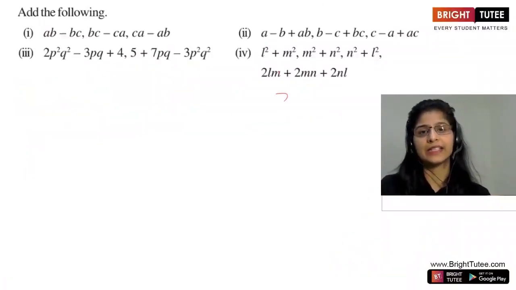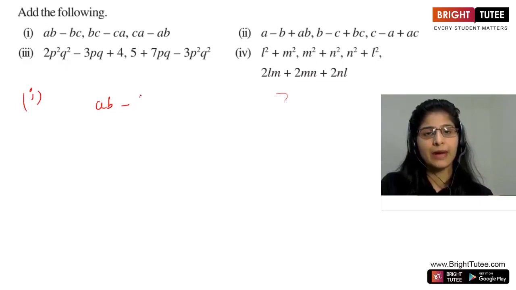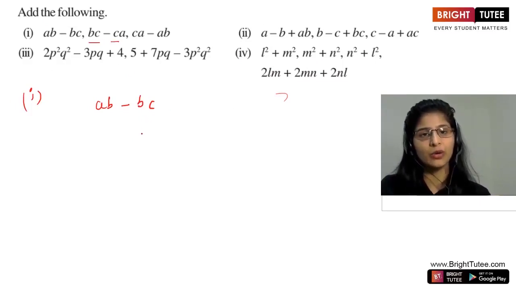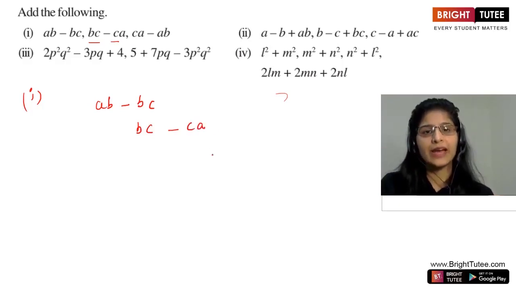Here we have to add the following. So let us do the first part. We have to add AB minus BC. Then the second one is BC minus CA. So BC will be written under BC only. Below BC, the like terms will be in the same column. So BC minus CA. Then we have CA minus AB. So AB will be written under AB.